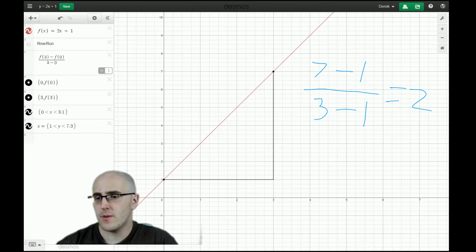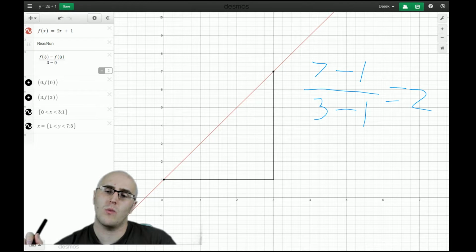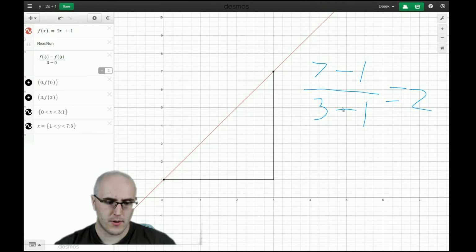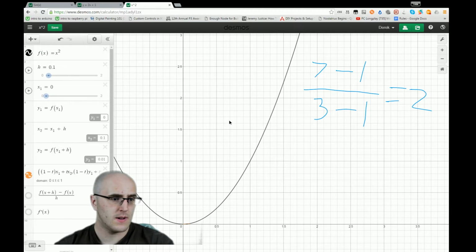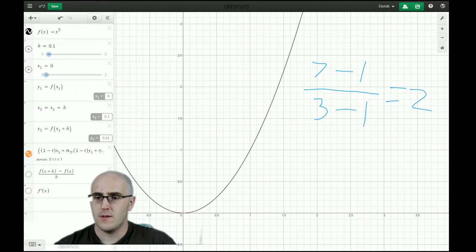This is the rise over run method, and it's totally legitimate, but I'm going to show you why it doesn't work for our calculus sort of situation. So let's jump over to our next example. Alright, new function. We're going to talk about f of x equals x squared.